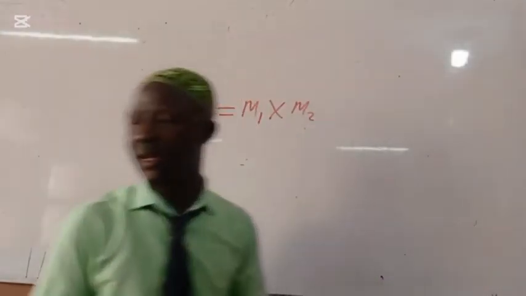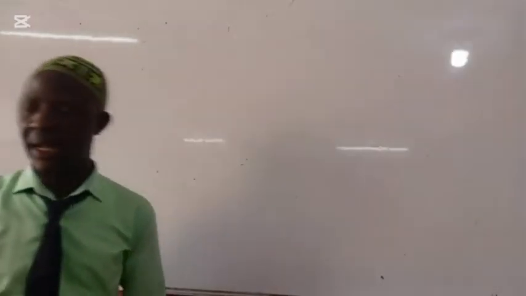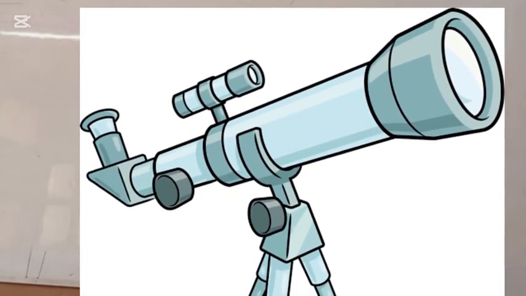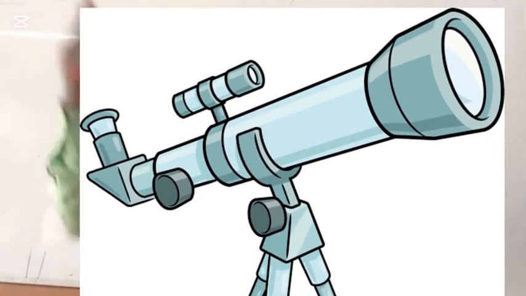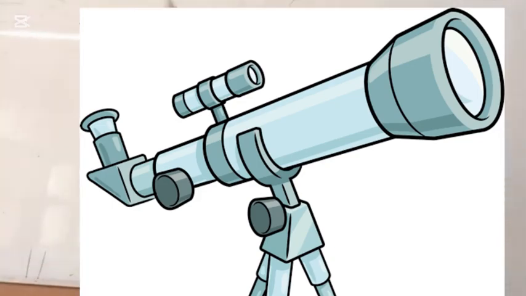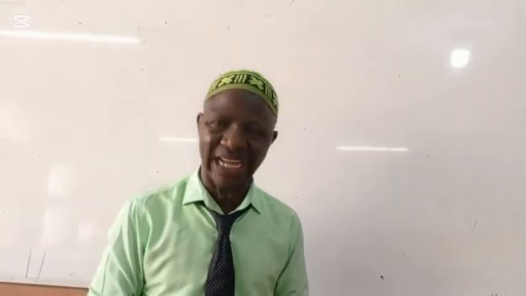Now let's move to the telescope. A telescope is a device that we use to view an object at a very far distance, but it's a very big object. Now we have different types of telescope. So we have the astronomical telescope, the Galilean telescope, and even the terrestrial telescope. We have the prism binocular as well.